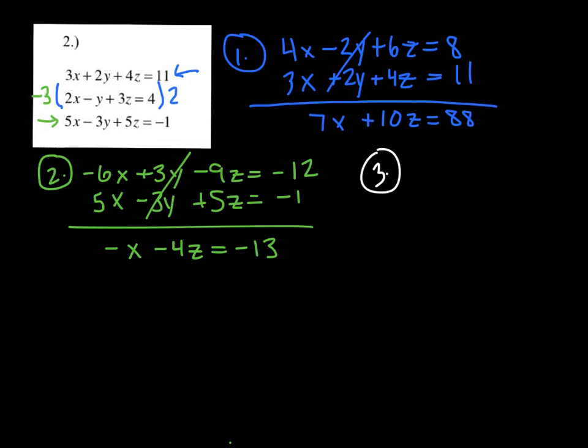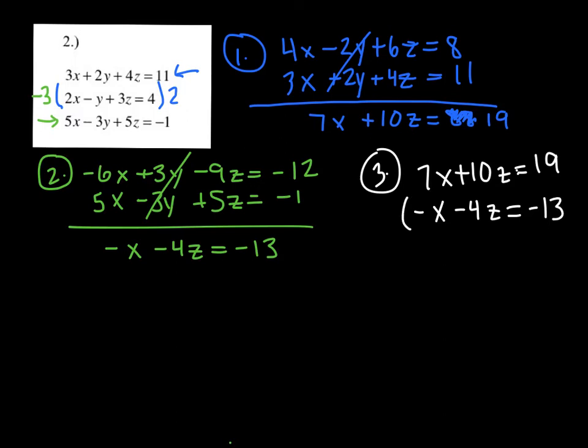And I just realized that I multiplied 8 and 11 instead of adding 8 and 11, so this is not 88. This should be 19. So with that fixed, let's continue on. So 7x plus 10z equals 19. And negative x minus 4z equals negative 13. So, easiest one here to eliminate would probably be the x to solve for the z.